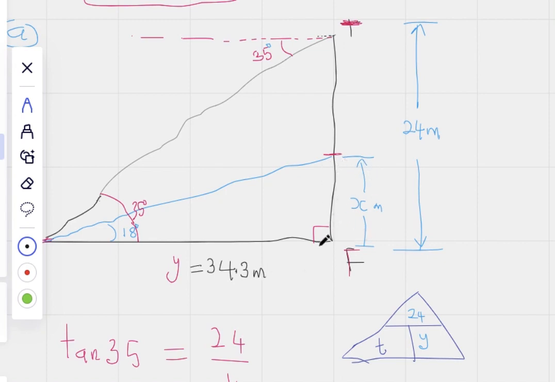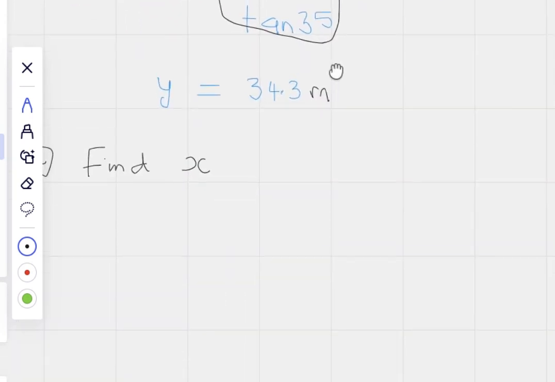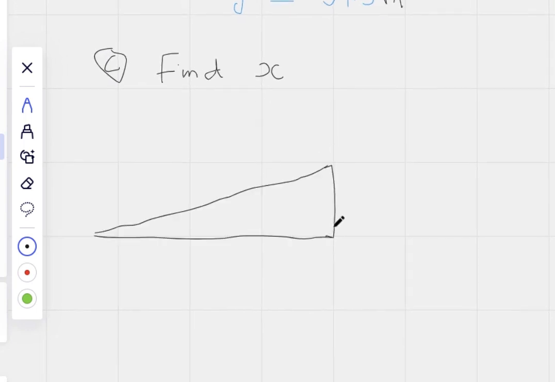To find x is to bring this out as a triangle on its own. F, M, remember here was M. So FMB is a small triangle on its own. Let's bring the triangle out so that it's easy for us to consolidate the x that we're looking for. Here is the x they asked us to find. This is F, the foot of the cliff. This is M, the flag marker. And this is B, where the boat is.